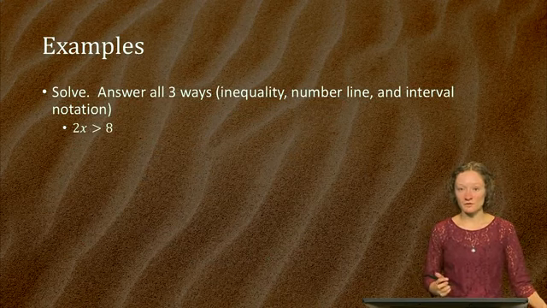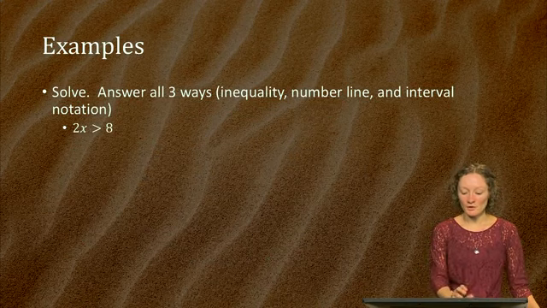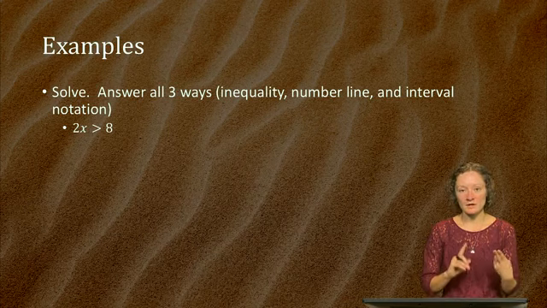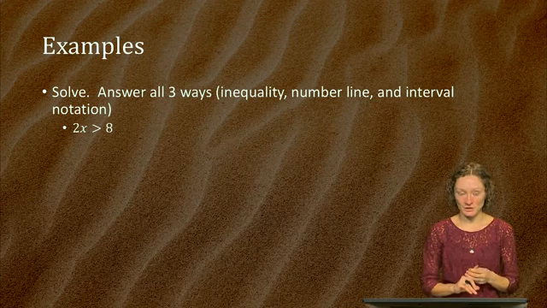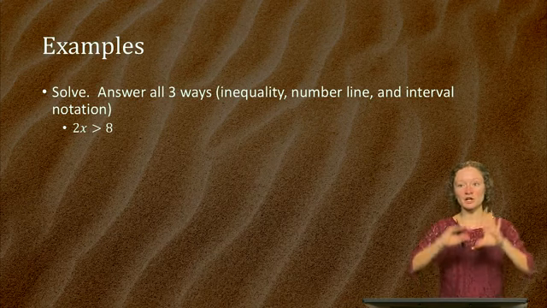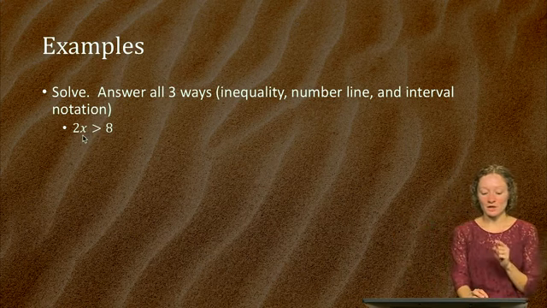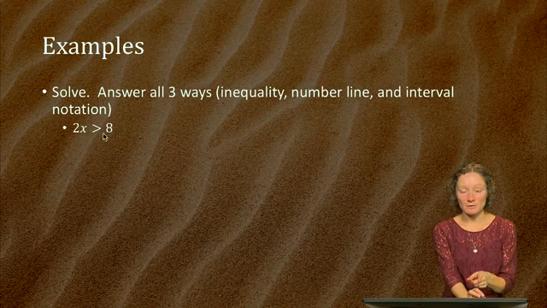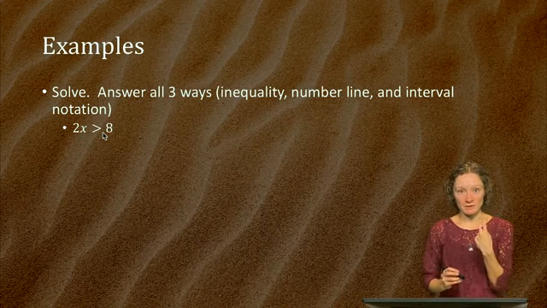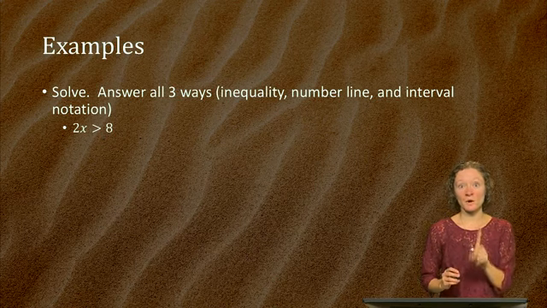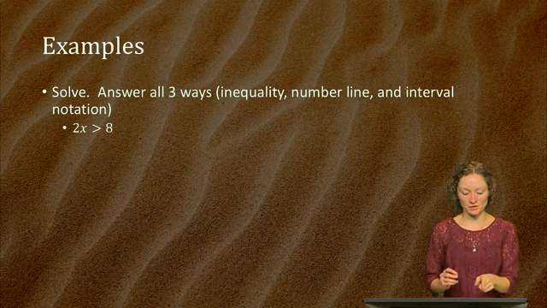The first one, solve. The directions say answer all three ways: with the inequality symbol, on the number line, and in interval notation. So let's look at our general goal here. Our goal is to find all the x values that would make this a true statement. When we solve an equation, there's typically only going to be one solution. There's only one number that'll work, that'll give you a true statement.